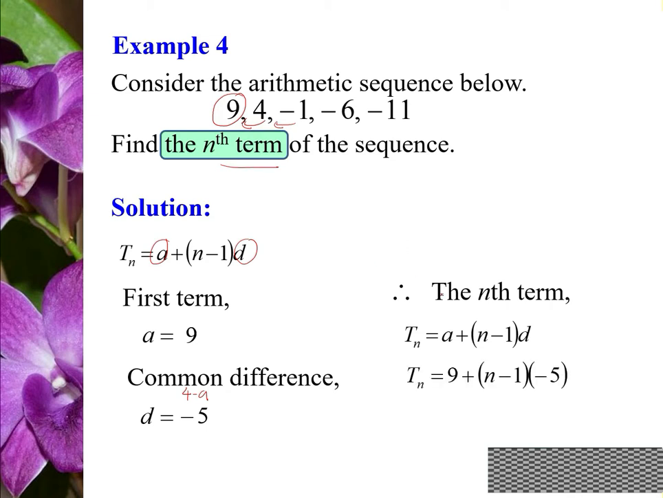So for the nth term, just substitute in the values of a and d there. Do you have to substitute the value of n? No, because if you substitute the value of n, then you won't get the nth term. Let's say you substitute in 3 there, that means you get the third term. Let's say you substitute 4 there, you get the fourth term. But now we want the nth term, so just leave n here. Okay? Then you can simplify this further. Expand, and you get 14 minus 5n.